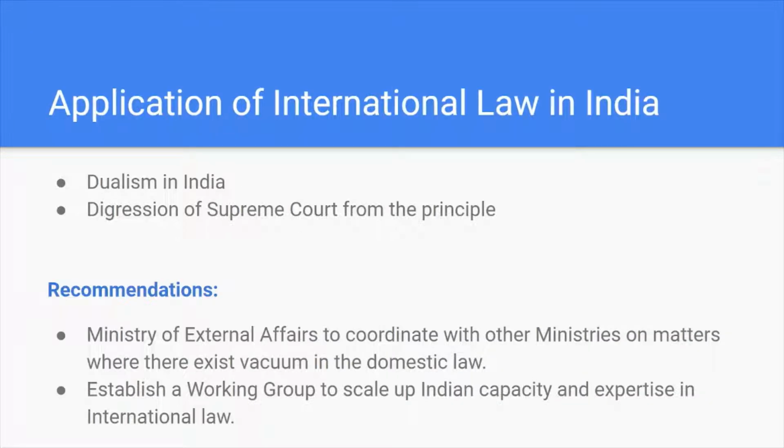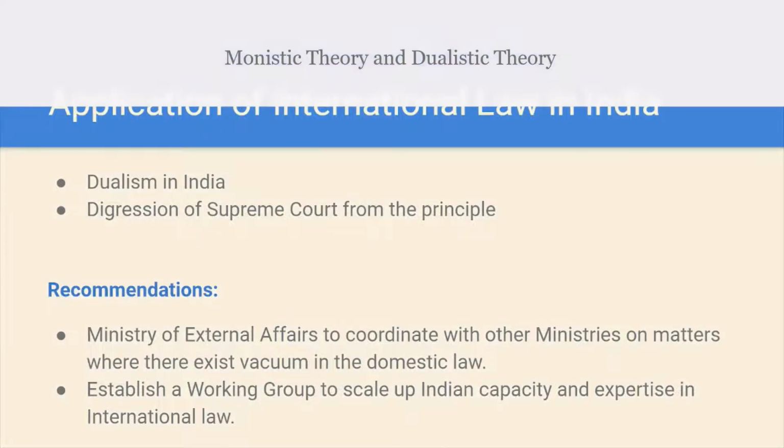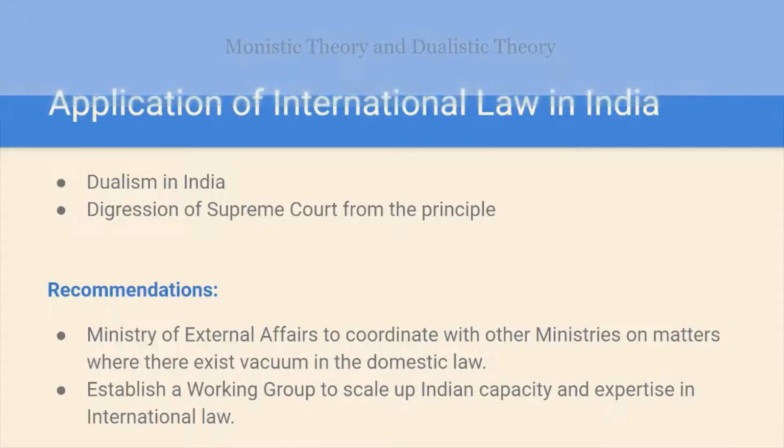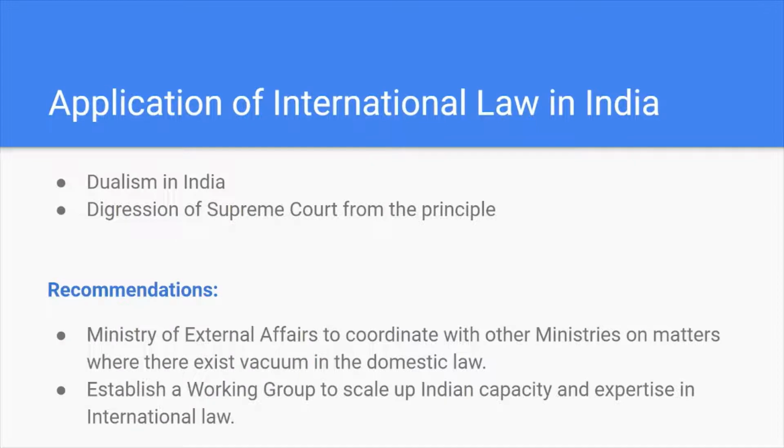So let us start with application of international law in India. You must be aware of two theories relating to the relationship between international law and municipal law. They are monistic theory and dualistic theory. Monistic theory says that both international law and municipal law form a part of one universal legal system. So it means that they are not separated. On the other hand, dualistic theory says that international law and municipal law belong to two different separate branches of law. So in other words, India is a country where we practice dualism.